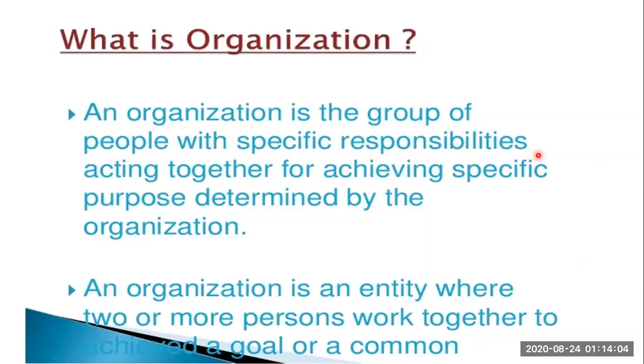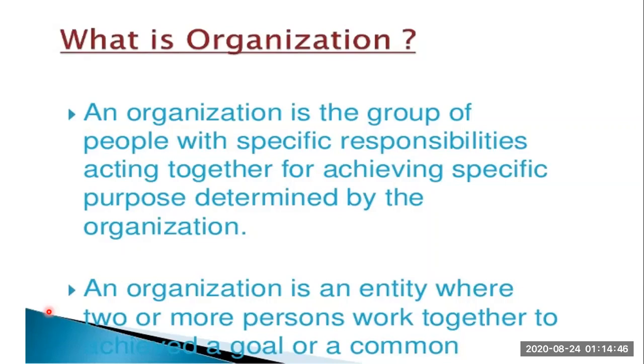Remember that in an organization, you have different people working for the same goal, but everybody's working on their area, on their departments, so they know what to do and how to do it, because not everybody can do the same. And here on the second definition, it says an organization is an entity where two or more persons work together to achieve a goal or a common goal. That's it. Okay, this is only a review. You can watch the previous video so you can remember more about this.